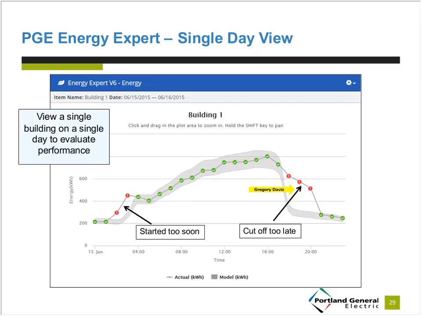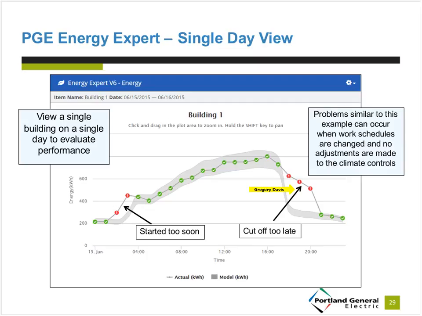In this particular case, this problem occurred because there was a change in shift, a change in work schedules, and adjustments were made to the climate controls, but the forecast didn't pick it up. So this was actually expected usage, but it was a recent shift, so the forecast did not pick up the change. So you see red, but there was no problem because it was expected.